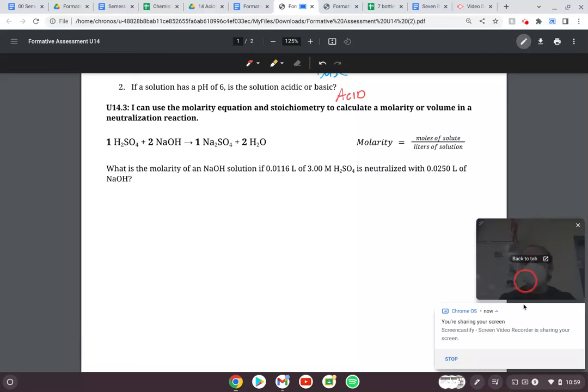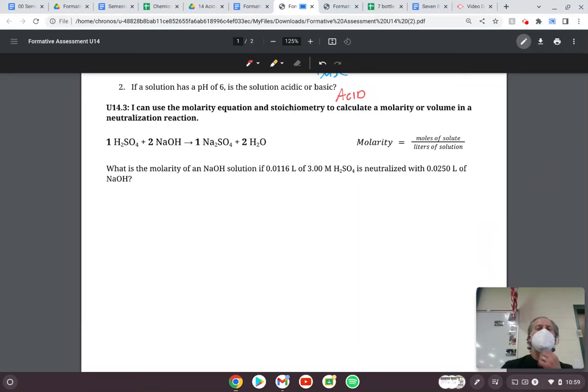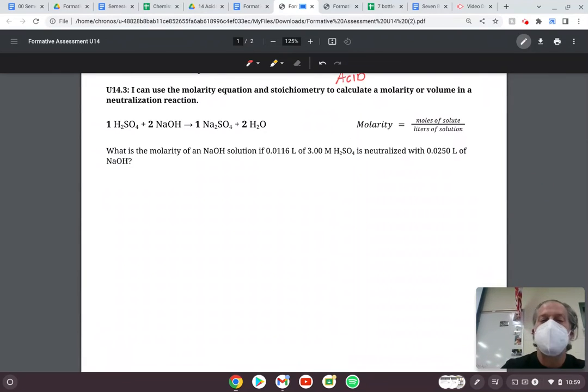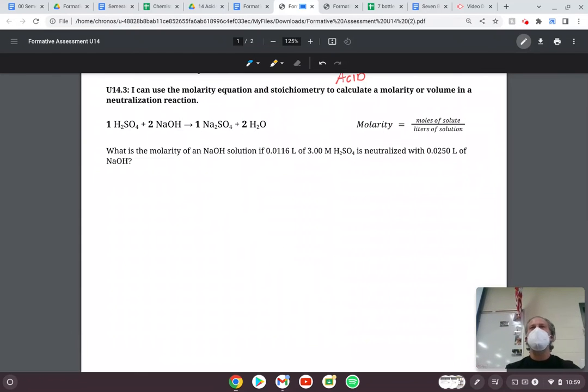So the second part of the quiz that you were responsible for working through was using the molarity equation and stoichiometry to calculate the molarity or volume of a neutralization reaction. There's a couple of things that I want to touch up on before we jump into that. The first thing I want to touch upon is, how do you know if you're given a chemical equation that one of the reactants is a base? What are you looking for?